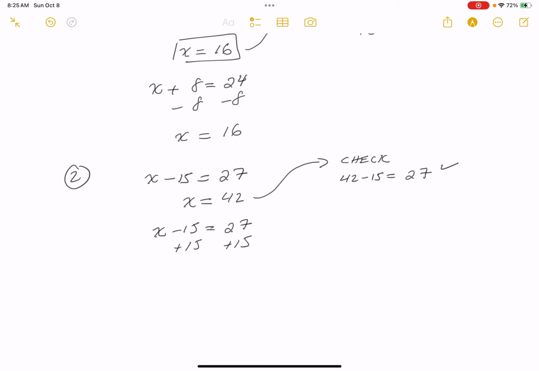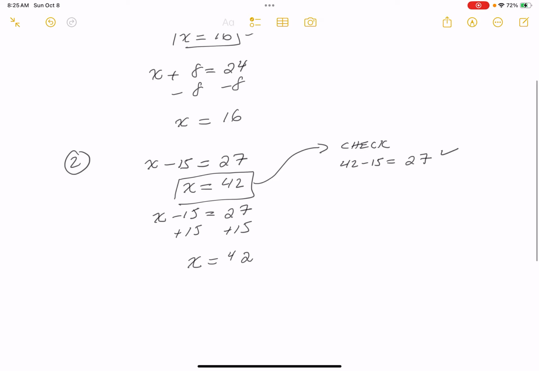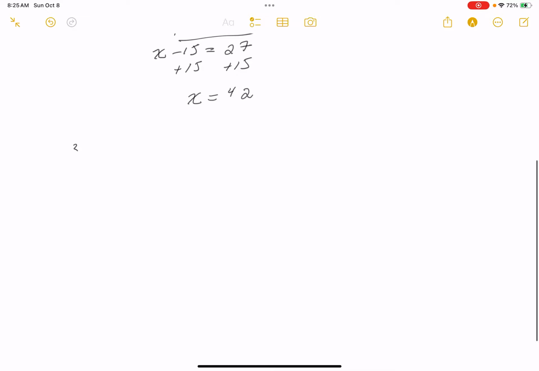I'm going to add 15 to both sides. What do you get on the left side? x. On the right side, 15 and 27. Let's see, 5 plus 7 is 12. Carry the 1. I'll give you 42. We're getting the same answer no matter what we do, by the way, whether we're thinking it through or using some stepwise procedure to solve for x. Let's go to problem number 3.